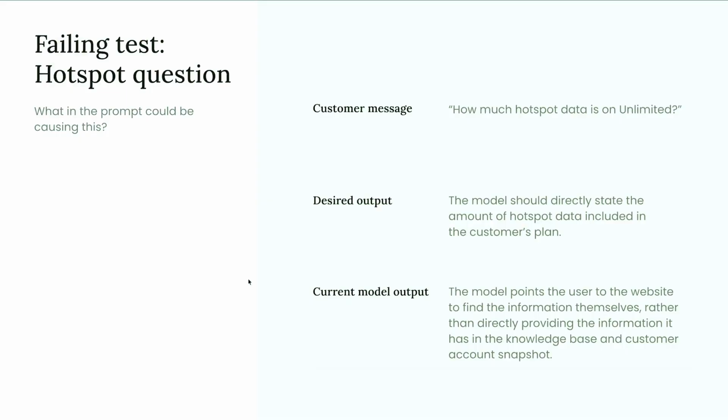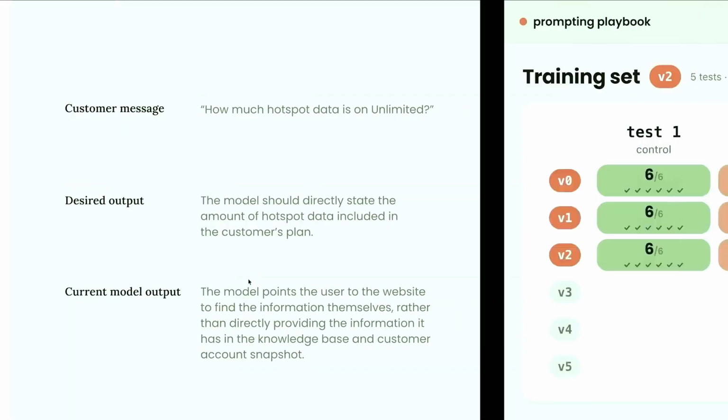So the question is how much hotspot data is on my unlimited plan. What we expect the model to do is state directly the amount of hotspot data that the customer has. And the reason this is a slightly complex case is because the customer test case that we're dealing with is on a legacy plan. So actually, the current policy doesn't apply to them.